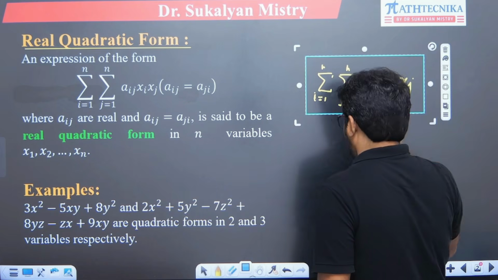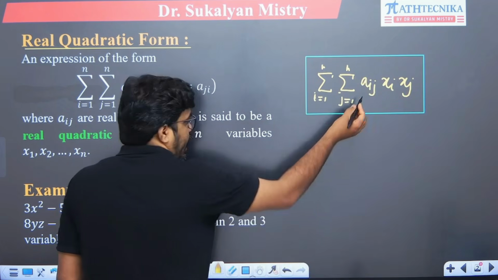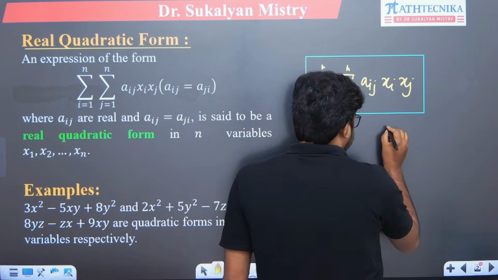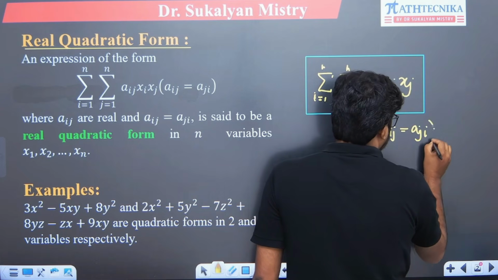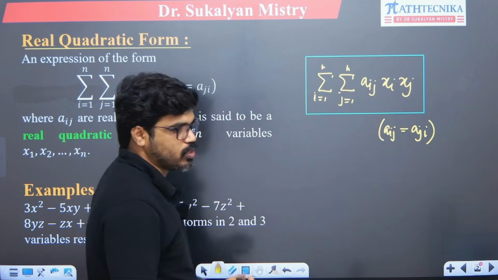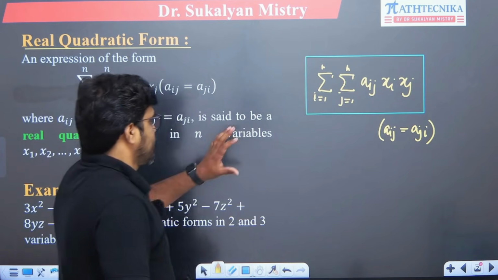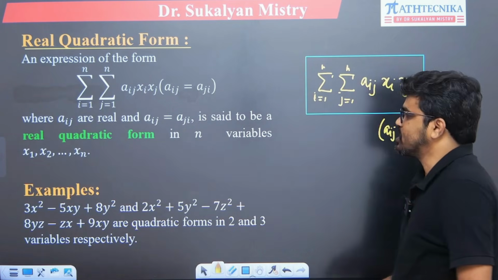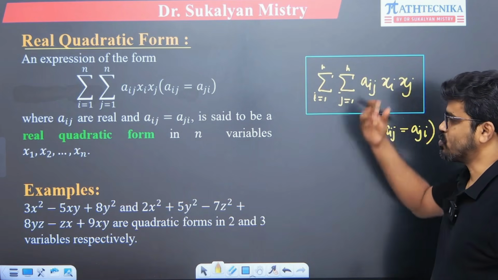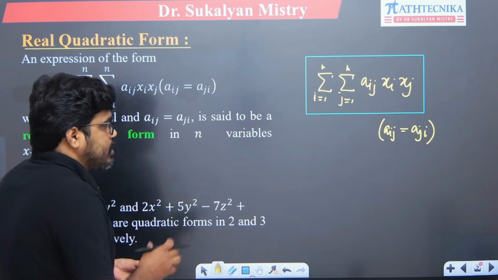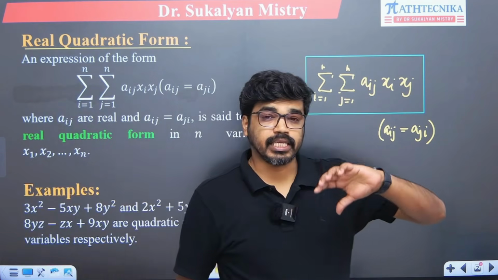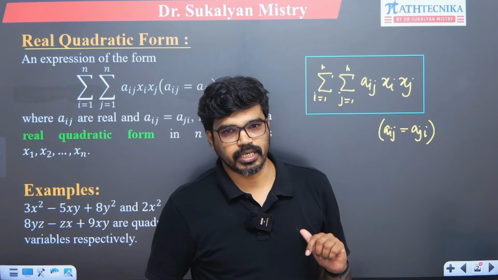real quadratic form where aij is symmetric, that is aij is equal to aji. Getting my point? Aij is equal to aji. Okay, and aij are real, and this form is known as real quadratic form. Okay, that means a real quadratic form is a homogeneous equation.